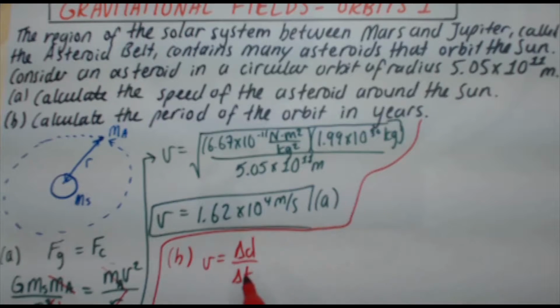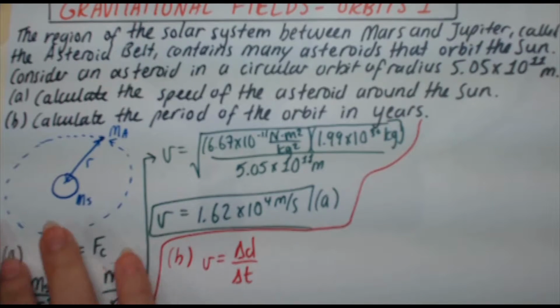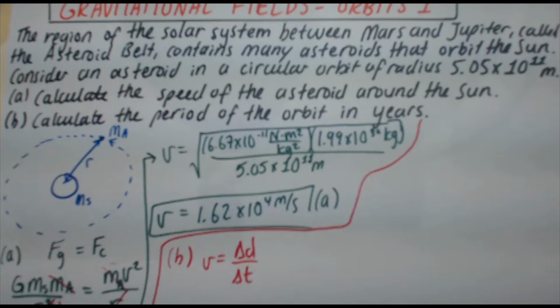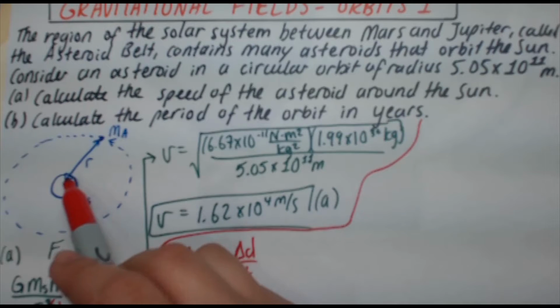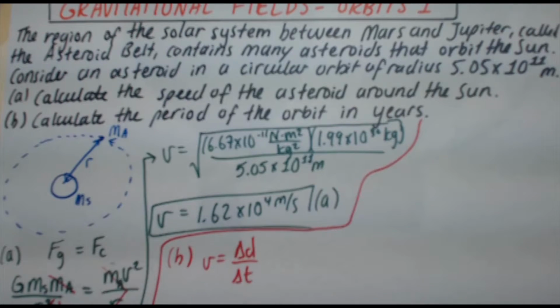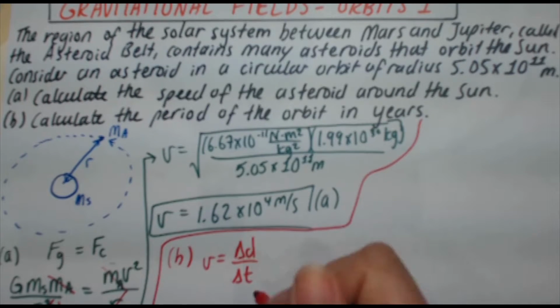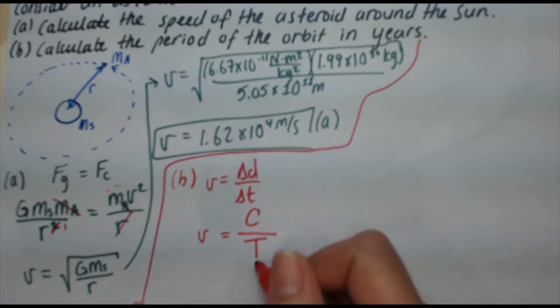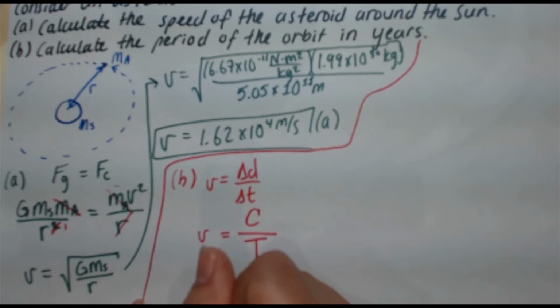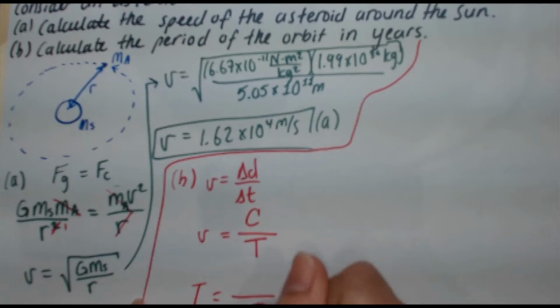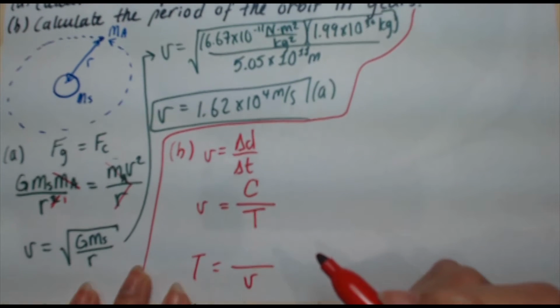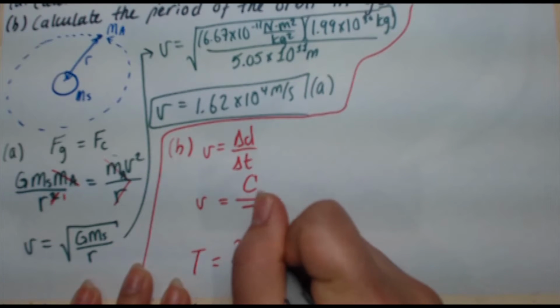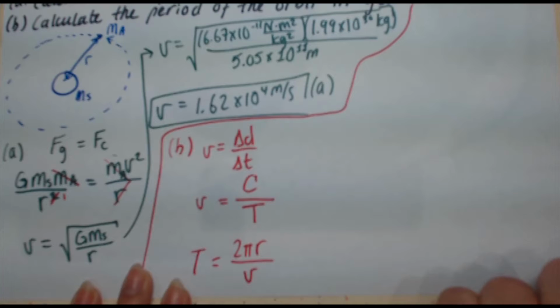Delta D, the distance, is going to be the total distance it goes as it orbits the Sun once. But look at this, it's going around the Sun in a circle, and that circle has radius R. The distance you travel in a circle is called the circumference. Okay, so the speed is actually going to be equal to the circumference divided by the period. So to rearrange this for a period, T comes here, V goes on the bottom, and circumference of a circle is 2 pi R. Okay, so there's your formula for the period.